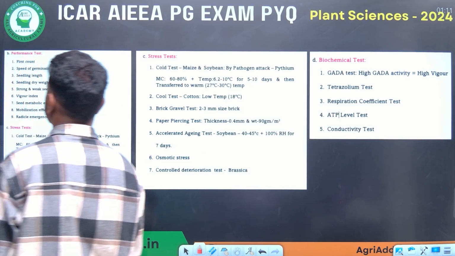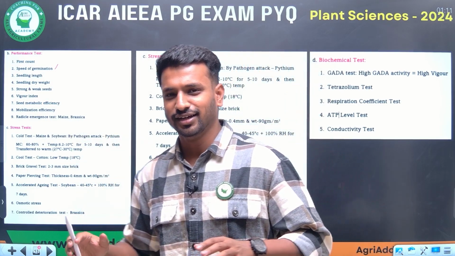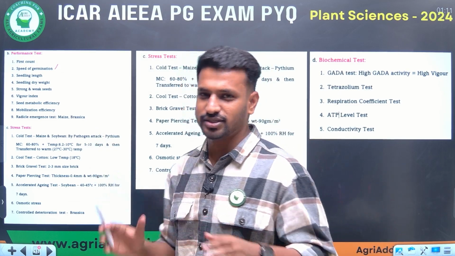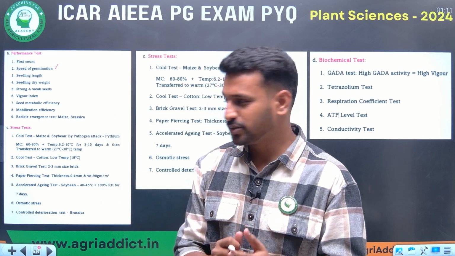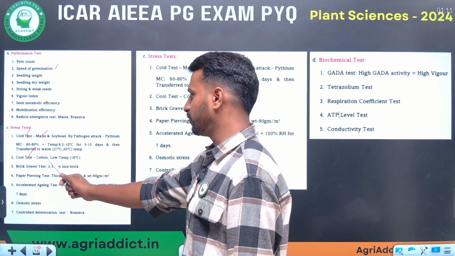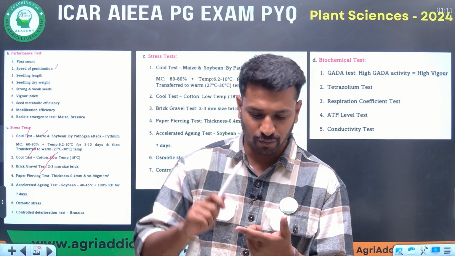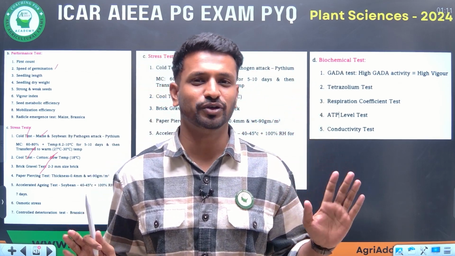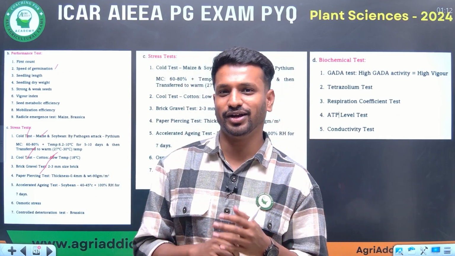As I told you, performance tests like first count and speed of germination, everything is included. So just have one look at it, and again, nothing to worry. Do not try to read all of them in detail. The procedures, everything is not important here. Whatever is important, I have already given in the slide. Just make sure you know about the cold test and for which crop it is used, the cool test and for which crop it is used, and the brick gravel test and paper piercing test, what purpose they are used for, and if there are any specific crops, you have to remember the crops. That's it, nothing more. Do not feel it is complex. I am trying to simplify it, so feel it simplified.